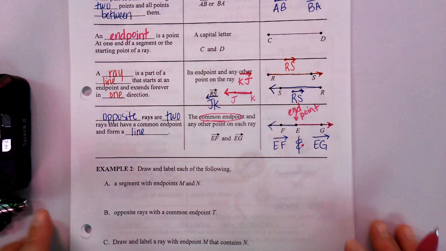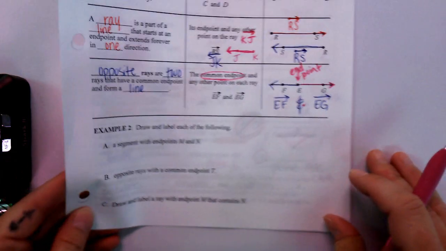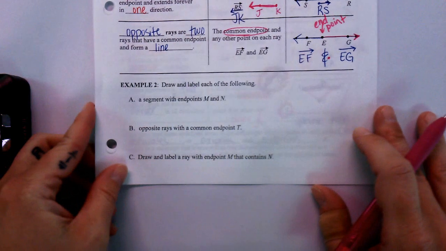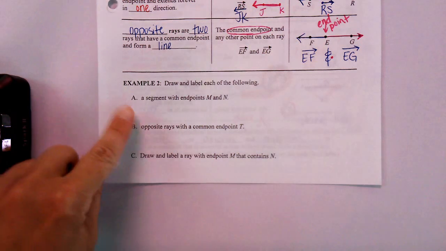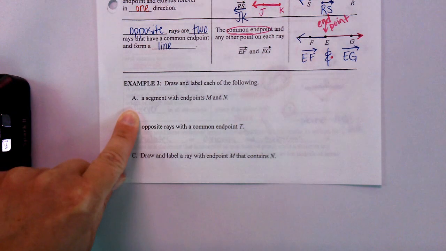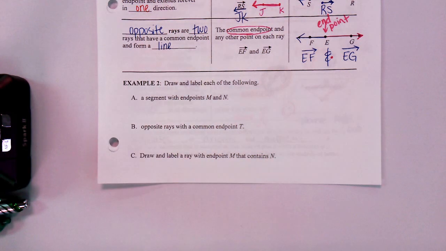All right. Last little bit, and then I'm going to give you your homework. So I'm going to pass your homework out while you're working on these, but we're going to do the first one together so you kind of know what to do. So it says draw and label each of the following. The first one says a segment with the endpoints of M and N.